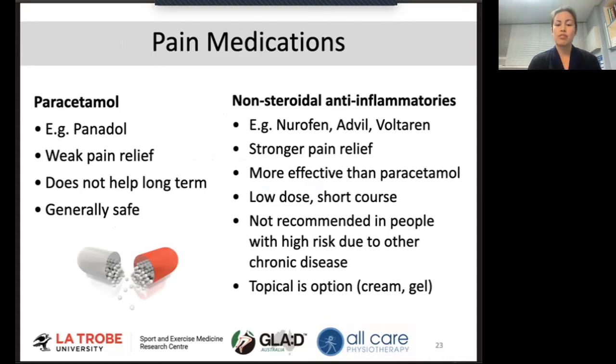Non-steroidal anti-inflammatories, so your Nurofen, Voltaren, or your Advil, they're estimated to be 3 times more effective for pain relief compared to paracetamol. However, they are often associated with greater risks, including stomach ulcers, and people with other chronic diseases like heart disease should not take these. It's important to remember to always talk to your doctor about what pain medications might be appropriate for you if you have osteoarthritis.